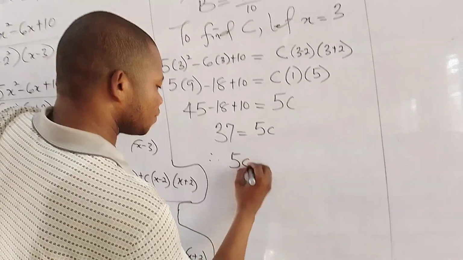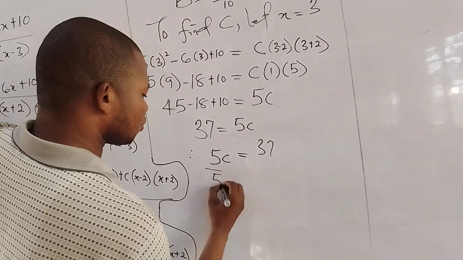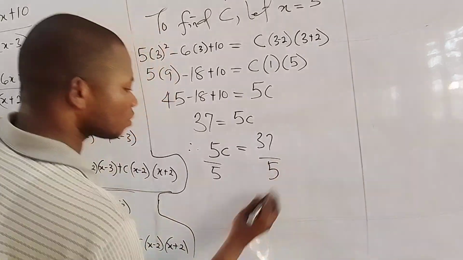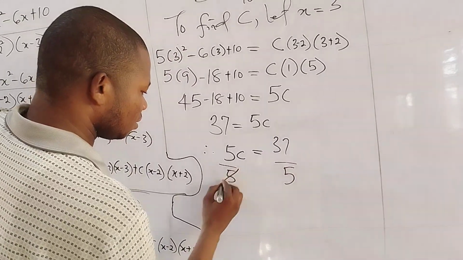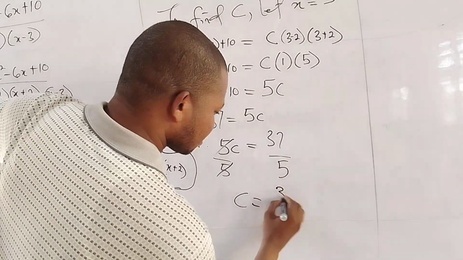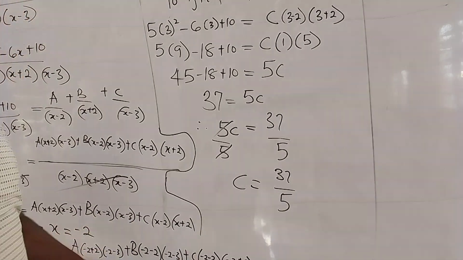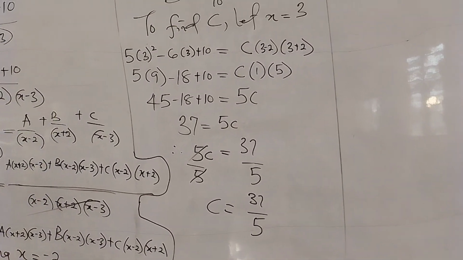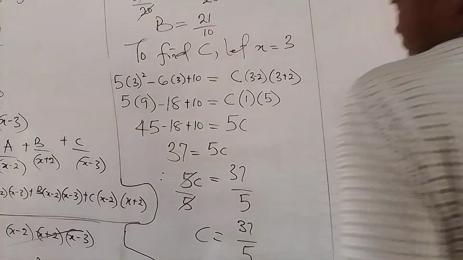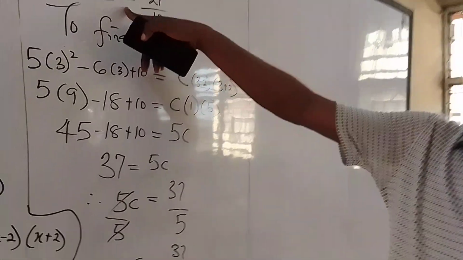Therefore 5c, I'm interchanging it. 5c is what? 37. So we divide both sides by 5. Are we together? So c becomes 37 over 5. So that is for c. So the one that is remaining now, we'll be able to get our c. We have gotten our b.